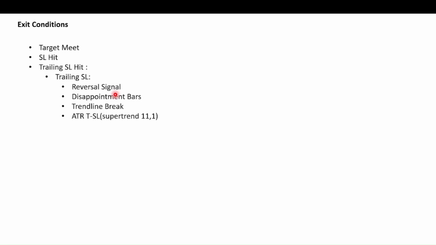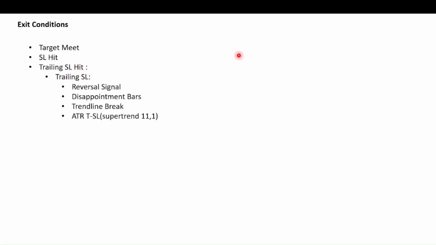You might get a reversal signal, so you exit. You might get disappointment bars, meaning the trade is not going in your direction but just going sideways or consolidating. Disappointment, you exit. Or it is going in your direction, but the opposite bars made the trend line break, you exit. Or you can also maintain an ATR trailing SL or just Supertrend with 11 and 1 settings. So the trailing SL helps you keep your profits.